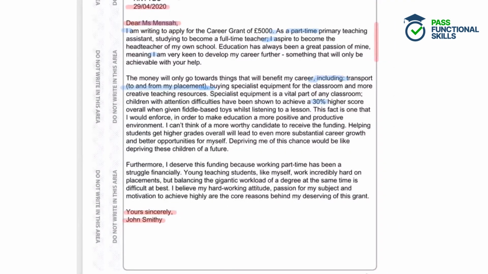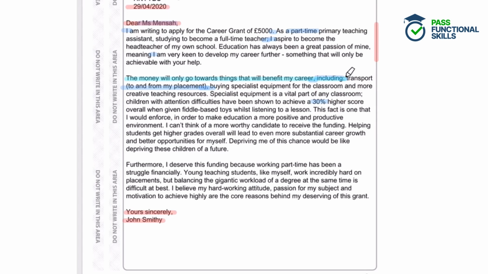Now let's look at how this answer uses longer sentences to connect different ideas together. You'll need to use some long sentences in your answers to show the examiner that you can connect your ideas together. So for example, we have "the money will only go towards things that will benefit my career, including". So we've got a comma there, and then we've used the word including to follow on in this sentence.